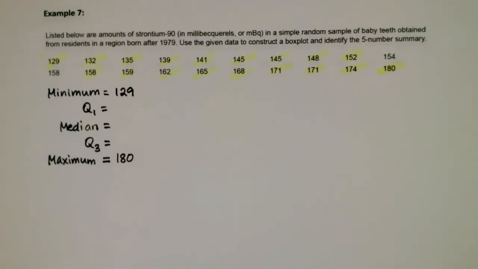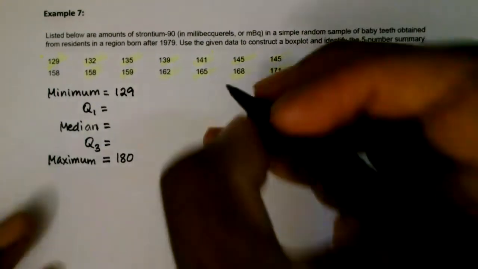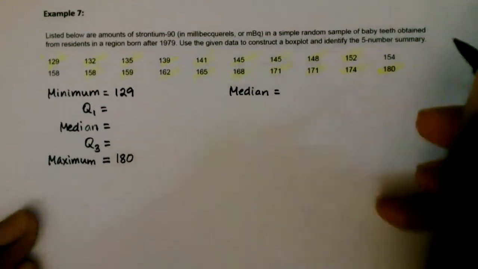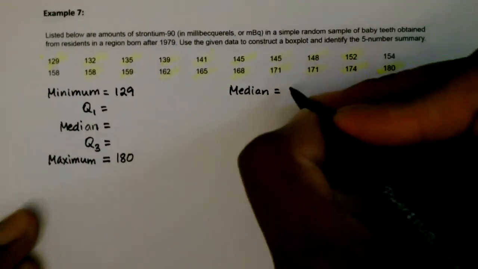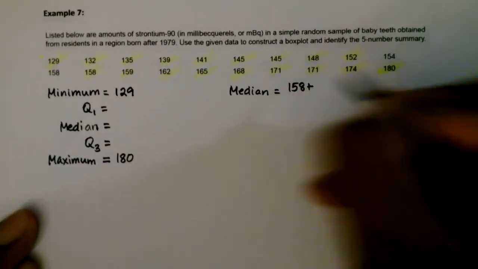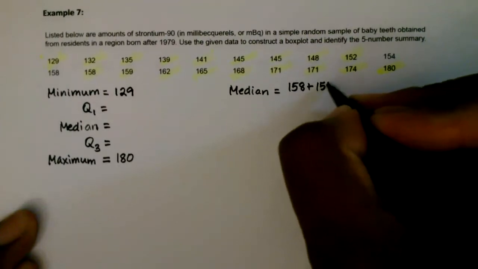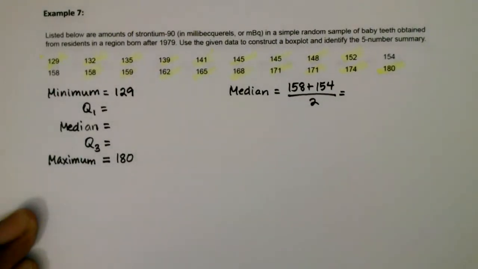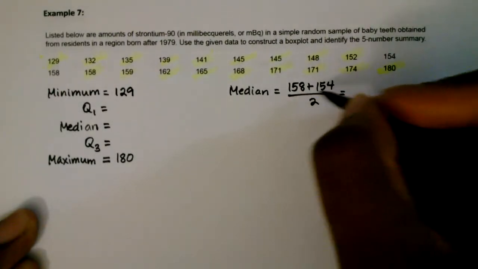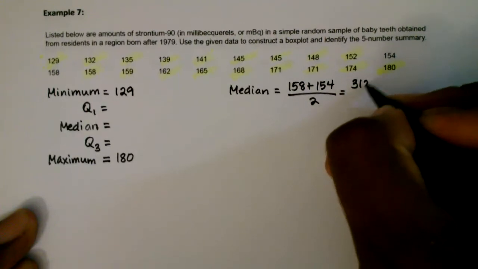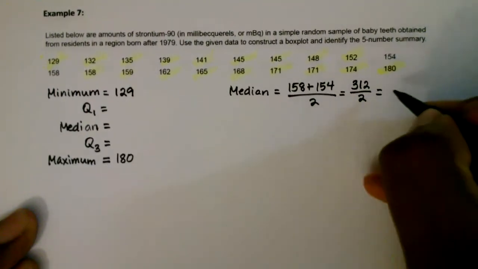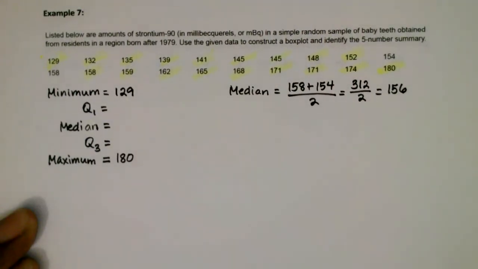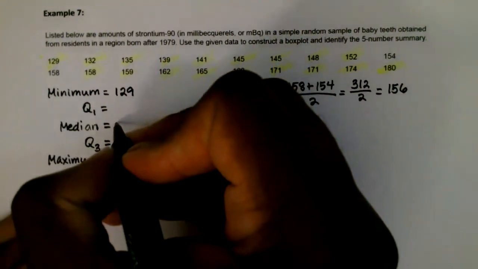So the median is going to be the average of the 2 middle numbers here, 158 and 154. That sum is divided by 2. So if I add 158 and 154 together, I will get 312. 312 divided by 2 will be 156. So the median of this data set is 156.